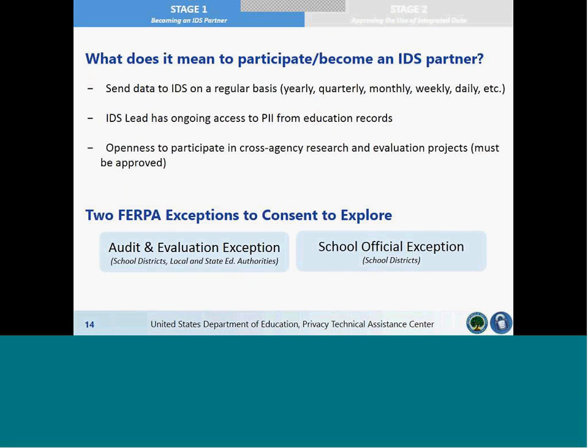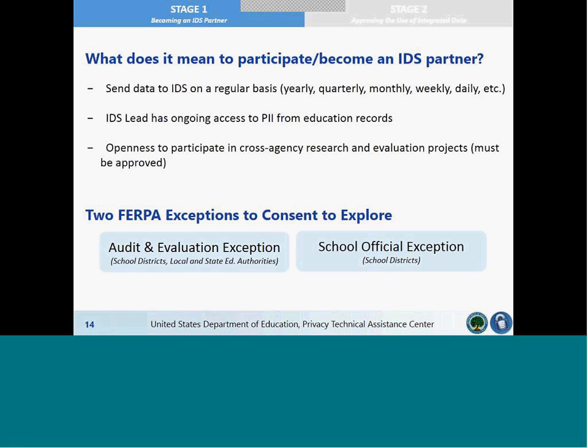So what does it mean to participate or become a partner in an integrated data system? Well, the first step is that it requires a commitment to providing data to that integrated data system on a regular basis, either yearly, quarterly, monthly, weekly, daily, whatever. An integrated data system is an ongoing project. It's not just a single linkage of data across agencies. It's the commitment to engage in ongoing evaluation or ongoing research that links data over time. It's not a single project, it's an ongoing relationship.